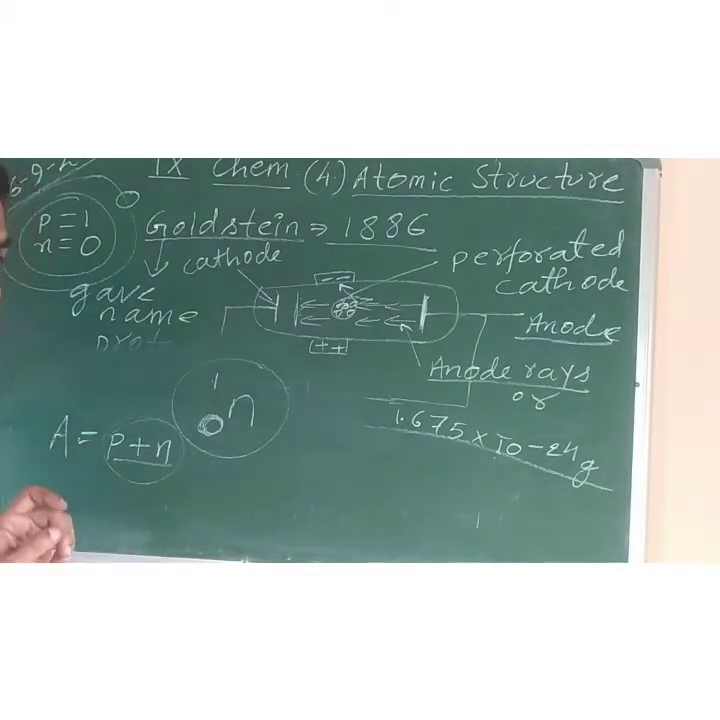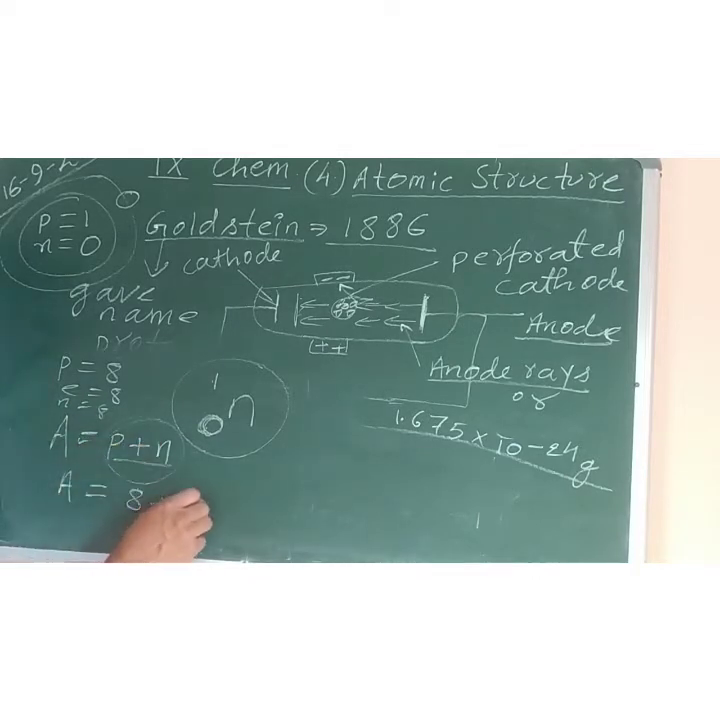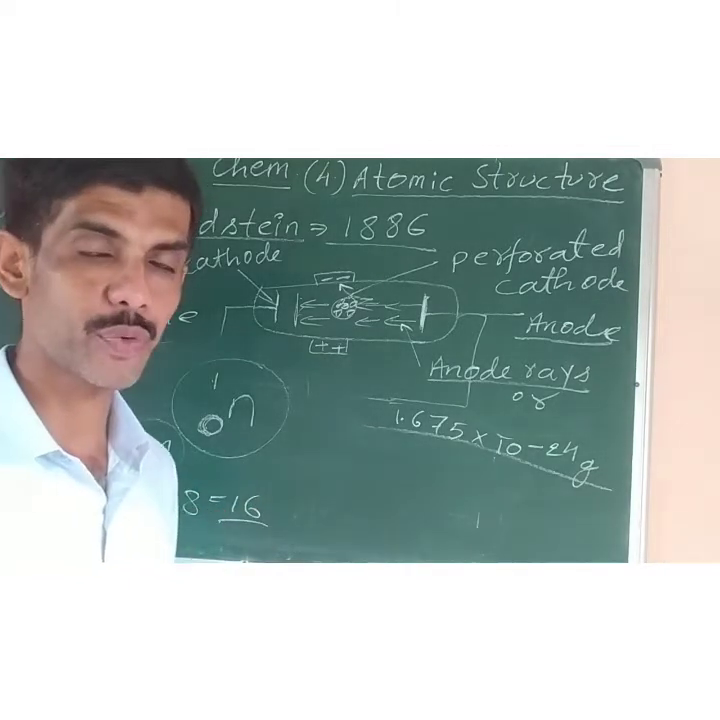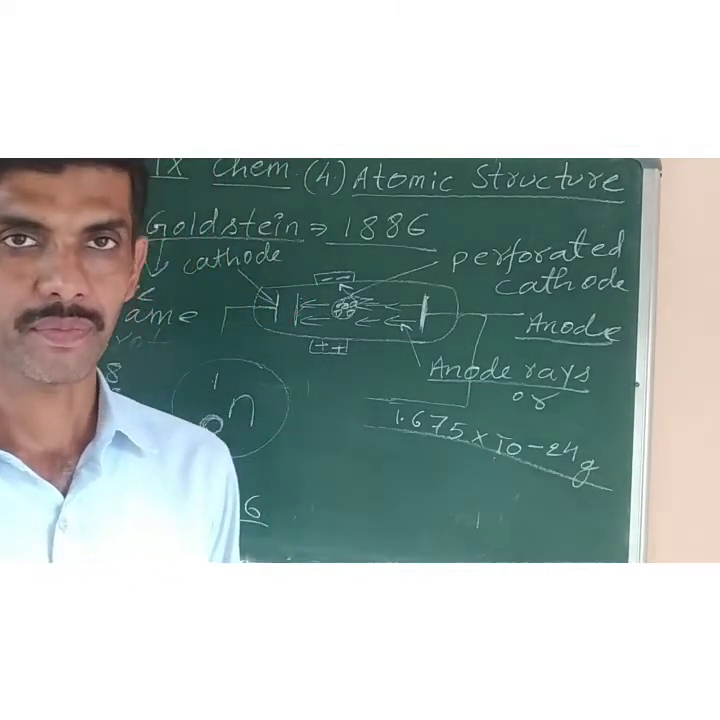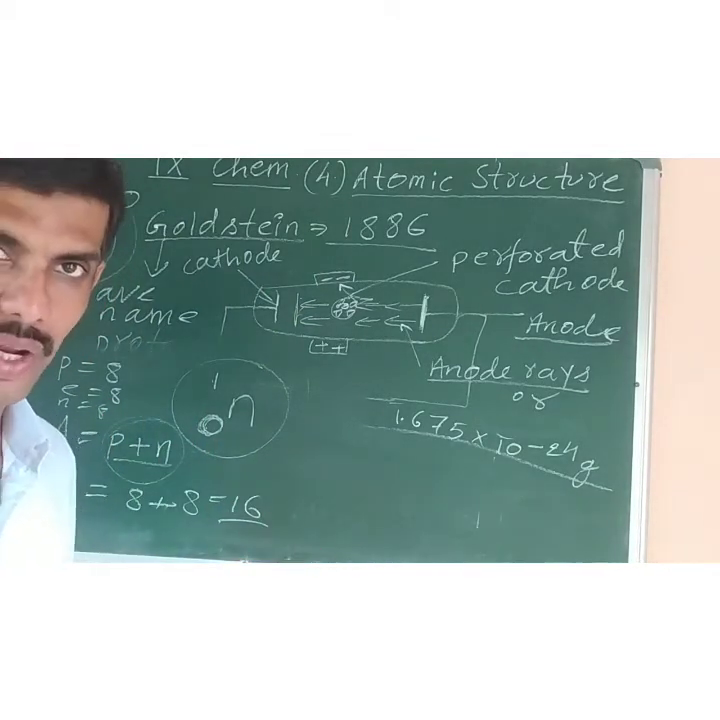For example, what is the atomic mass of oxygen? Oxygen has how many protons? It is equal to 8, electrons are also 8, neutrons are also 8. That is, the atomic mass of oxygen is equal to 8 protons and 8 neutrons, that is equal to 16 grams. Okay, so 16 will be the atomic mass of oxygen. Similarly, the mass of hydrogen is 1 plus 0, that is 1 only.